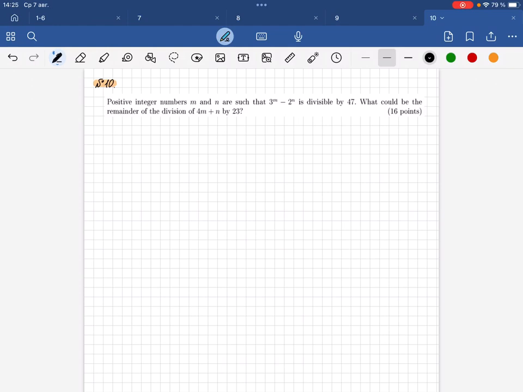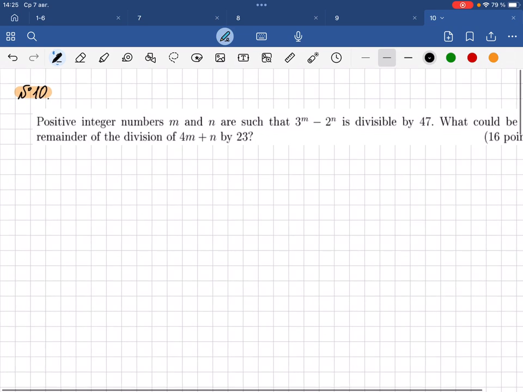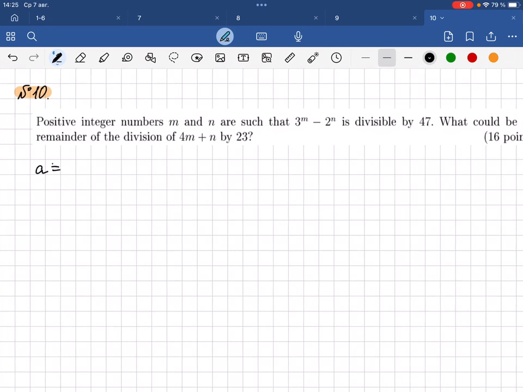We'll start with the notation. So a equals b mod n means that a can be expressed as a sum of k times n and b, where b is the remainder here and k is an integer number.